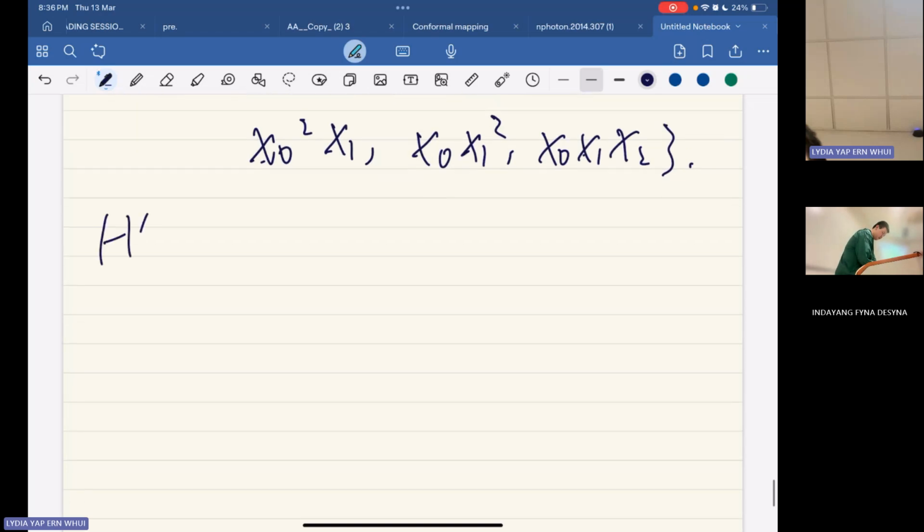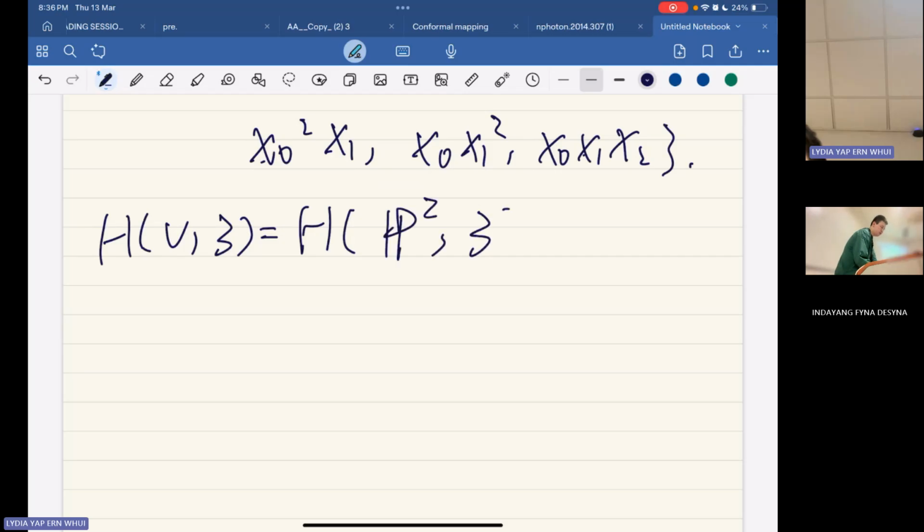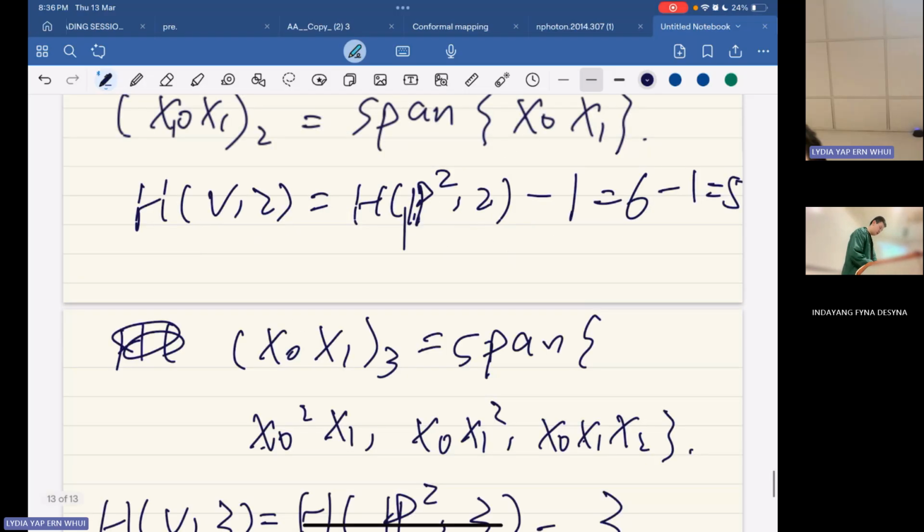And so H_V(3) should equal H_P2(3) minus 3, right? And what is H_P2(3)?